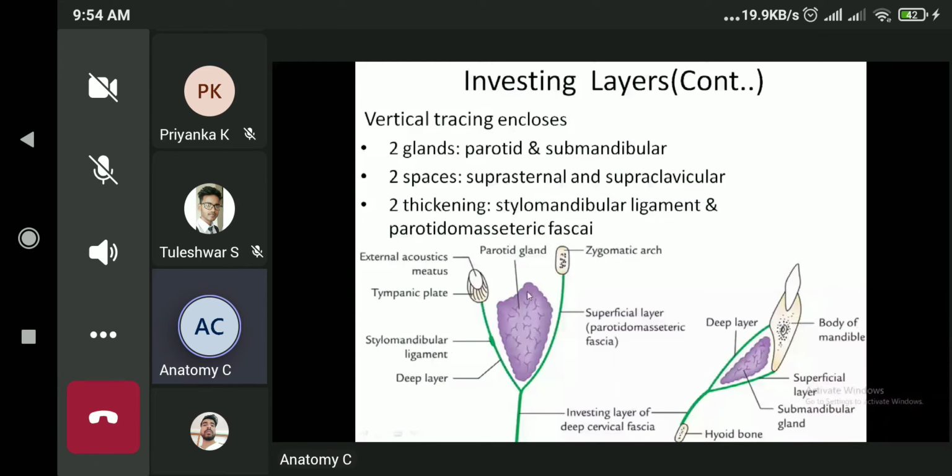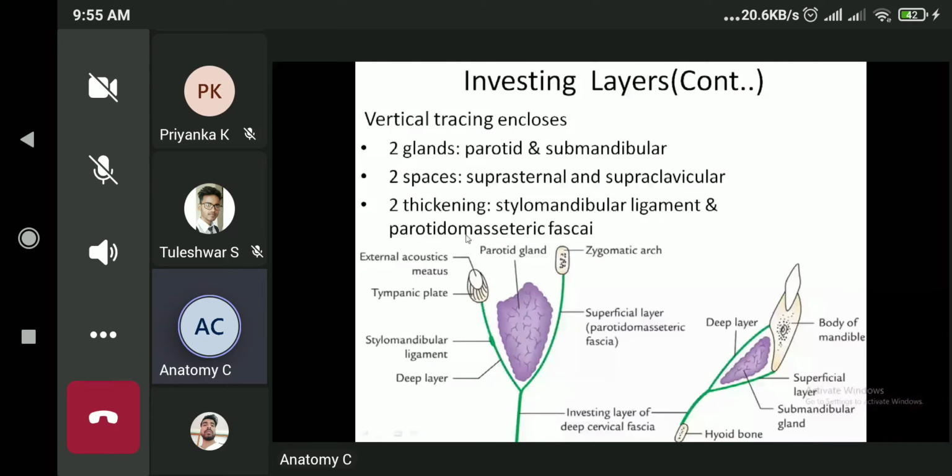We know the location of the parotid gland and submandibular gland. So the parotid and submandibular glands are separated by this thick stylomandibular ligament. Okay. So now we have talked about the enclosure of the parotid and submandibular glands, and now we are clear about the stylomandibular and parotidomasseteric fascia. Now let's go to the suprasternal and supraclavicular triangles.